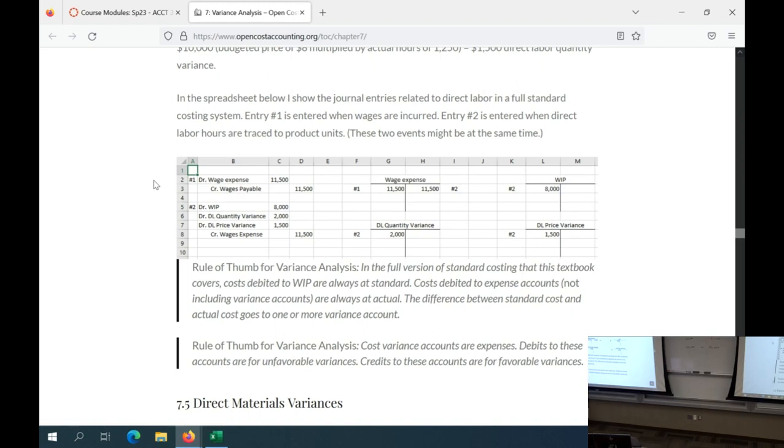So you're going to debit wage expense because now you've incurred the expense. It's accrual accounting now. We're in an accrual accounting situation. So wage expense, the amount we owe them is $11,500 in this example. We credit wages payable $11,500. That's the actual cost of direct labor. So the far left-hand side of that mountain range, it's actual, $11,500. You always credit the payable the actual amount.